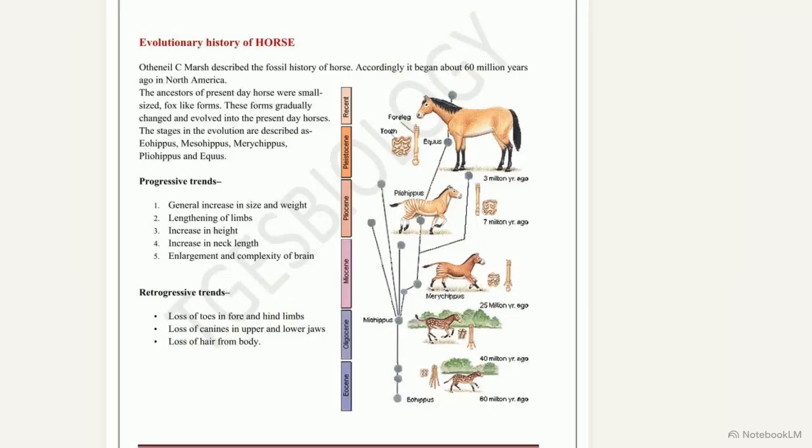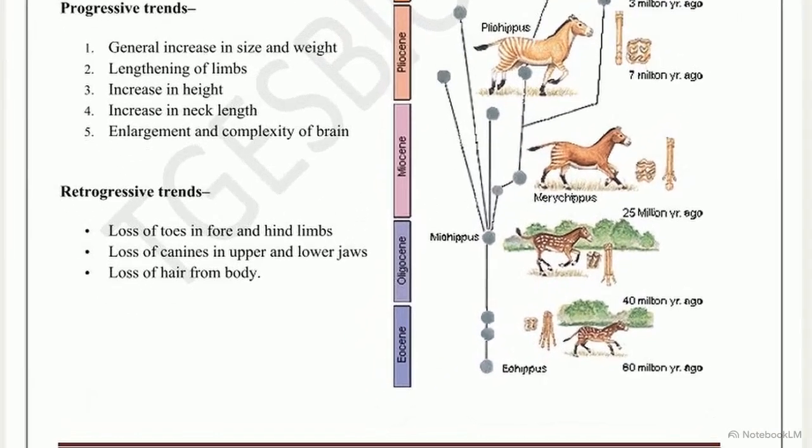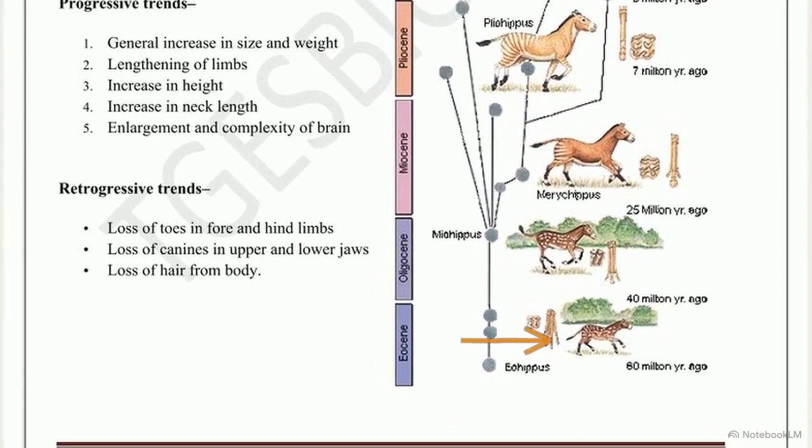We can also track gradual, step-by-step evolution within a single species lineage. This chart shows the complete evolutionary history of the horse in North America over 60 million years, a fossil timeline described by Othniel C. Marsh. Look at the bottom-most stage. The earliest ancestor was small and fox-like, living in soft, marshy forests.